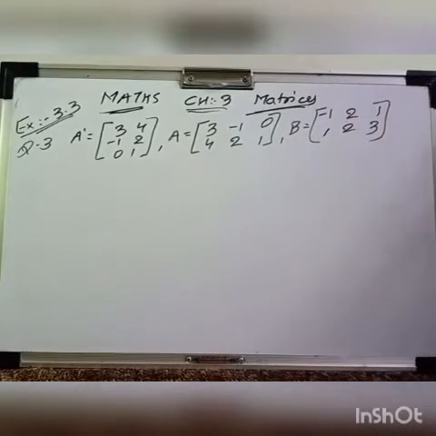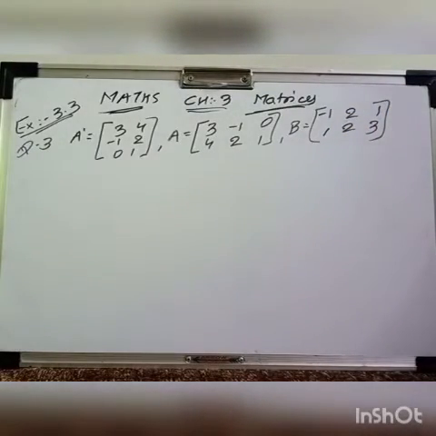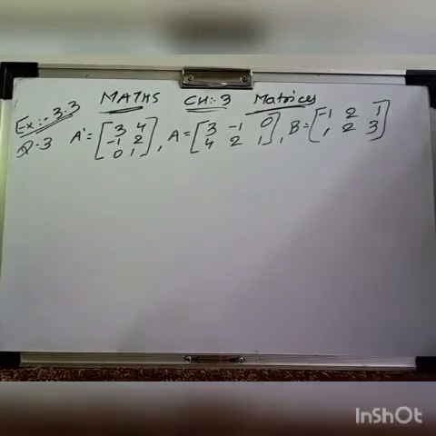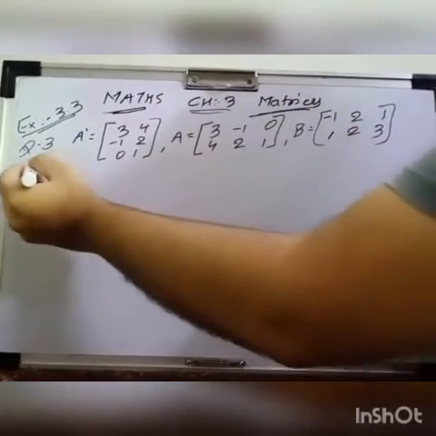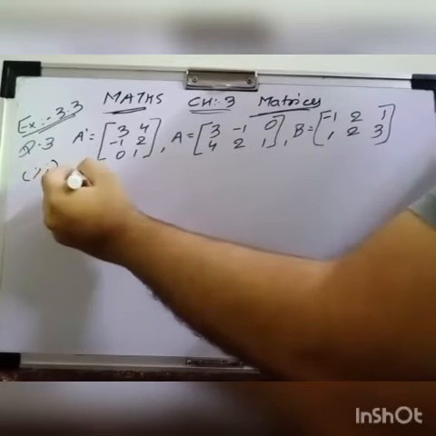Here also we are asked to verify that (A plus B) whole transpose is equal to A transpose plus B transpose, and (A minus B) whole transpose is equal to A transpose minus B transpose. So this time I will try the second option. We'll start with the right hand side.